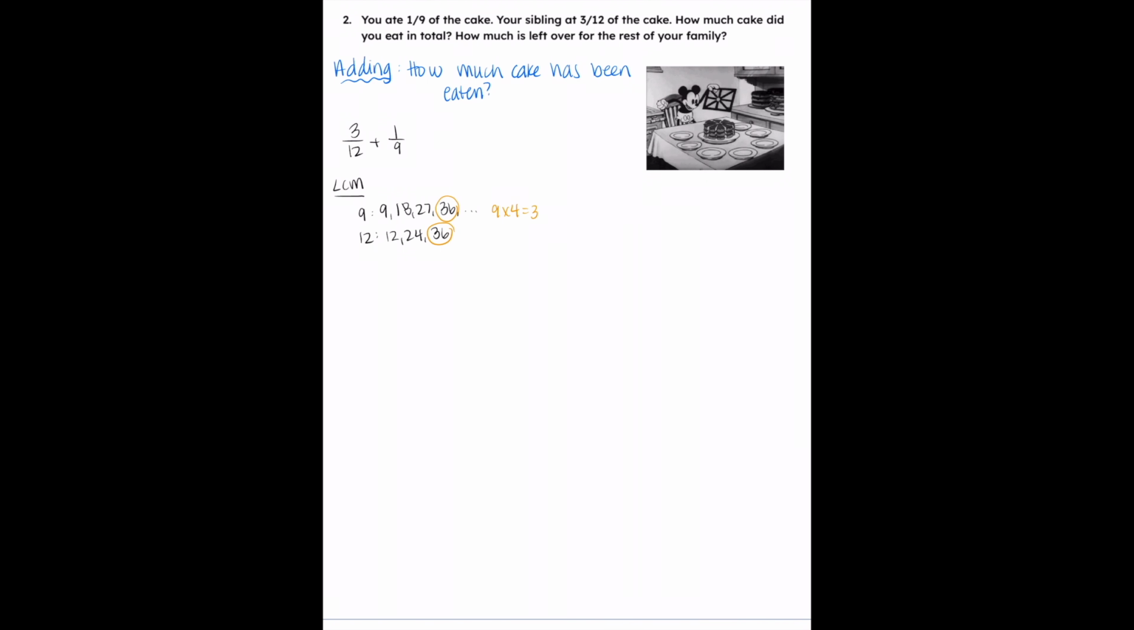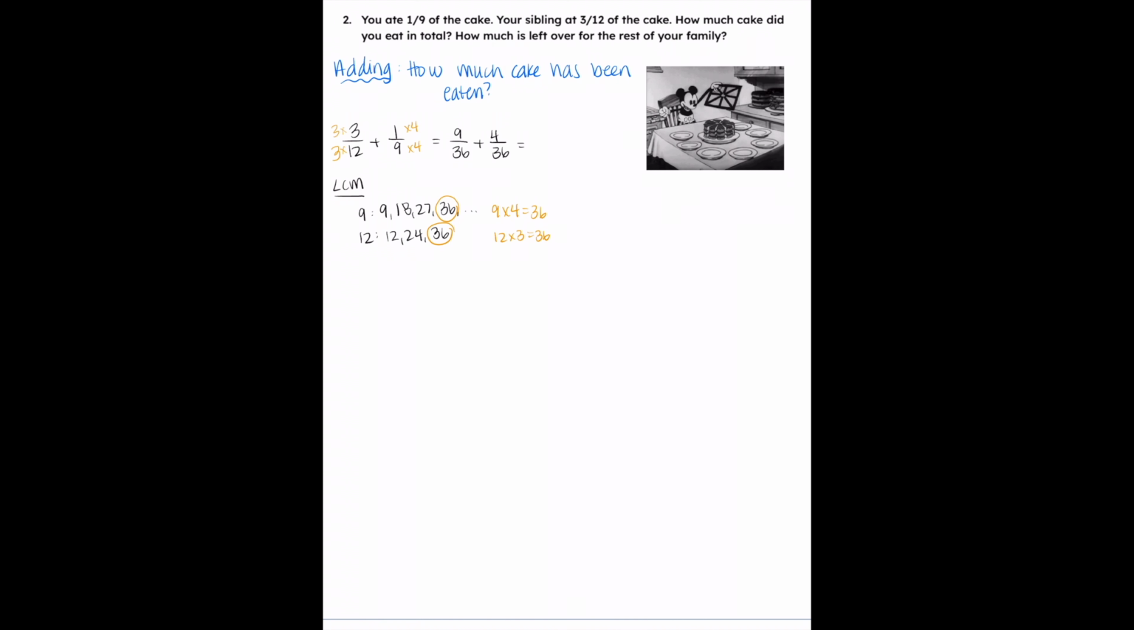To get the 36, we get 9 times 4 equals 36. And for the 12, we know that 12 times 3 equals 36. So for our denominator of 12, we would multiply by 3 top and bottom. And for our denominator of 9, we would multiply by 4 top and bottom. For our 3/12, when we multiply by 3 top and bottom, we get 9 over 36. For the 1/9, when we multiply by 4 top and bottom, we get 4 over 36.